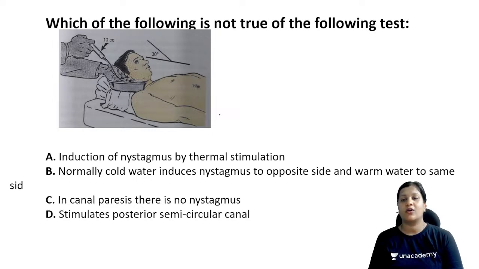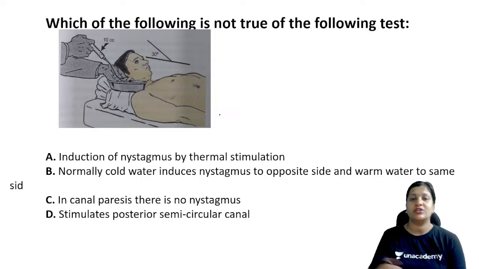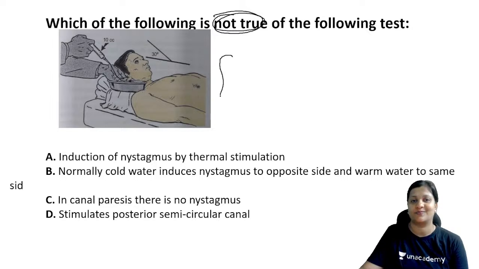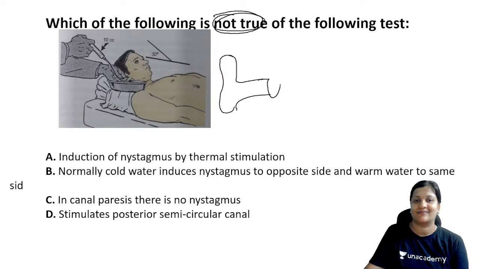Normally, cold water will cause nystagmus to the opposite side and warm to the same side. In canal paralysis, there is no nystagmus. It stimulates the posterior semicircular canal. Now tell me, the question is asking you which is not true about the test that has been shown to you. I'm waiting for your answers. Yes, guys, quickly come on, answer. What do you think is the answer to this question?